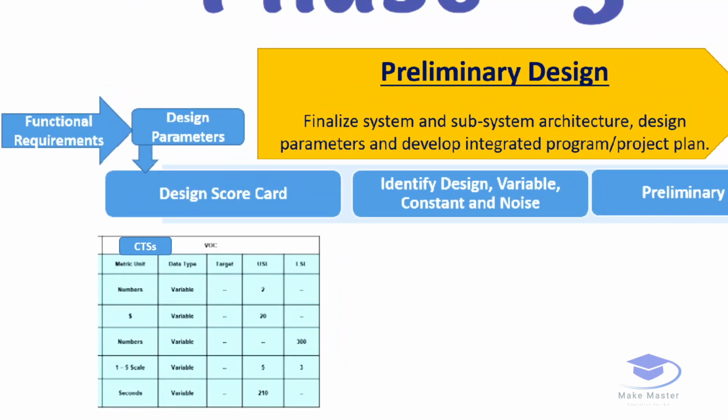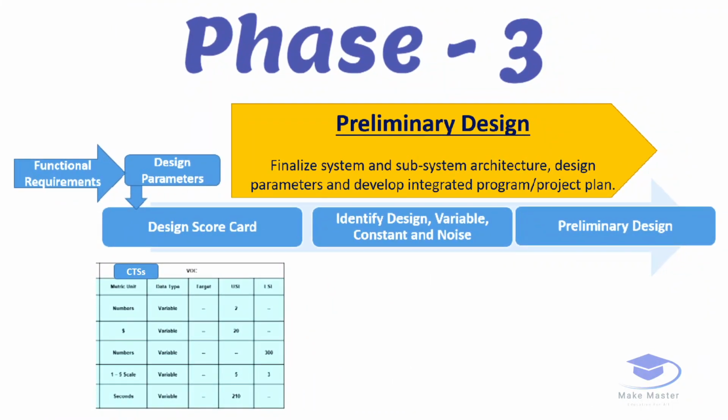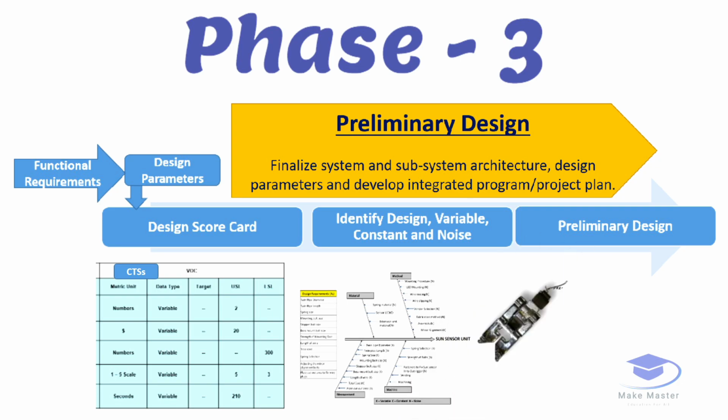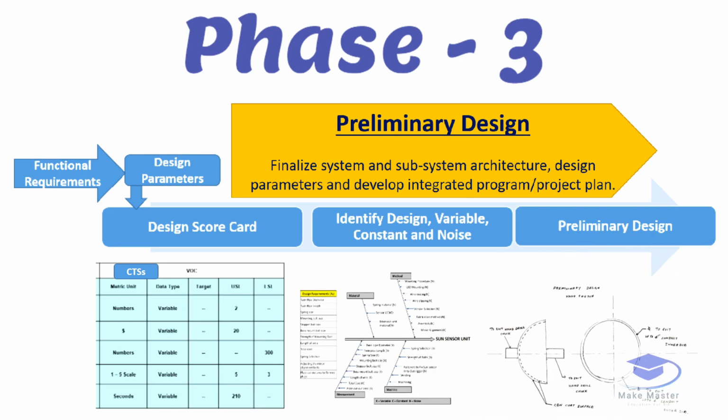So next we are moving into identifying design variables. From the design parameters, using a cause and effect diagram, we need to identify variables, constants and noises. The preliminary design brings the design parameters and constraints. For example, if you are going to use a hand drill, the drill bit diameter should fit into the chuck opening, not too small or too big, because if it is too small or too big, you cannot fix it into the chuck.